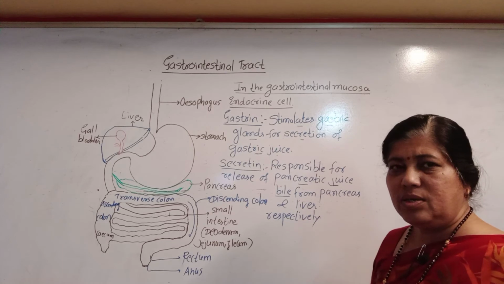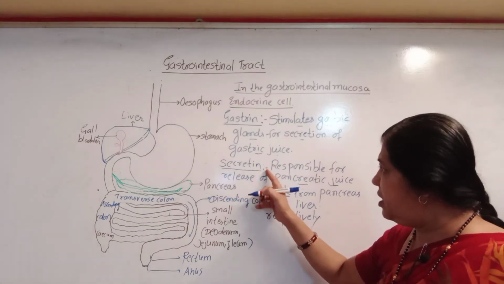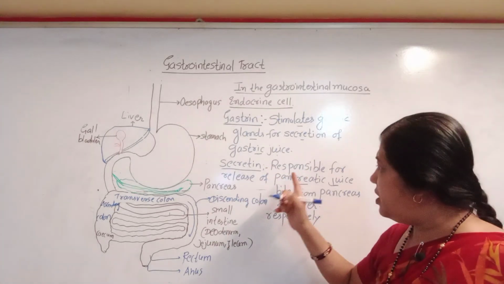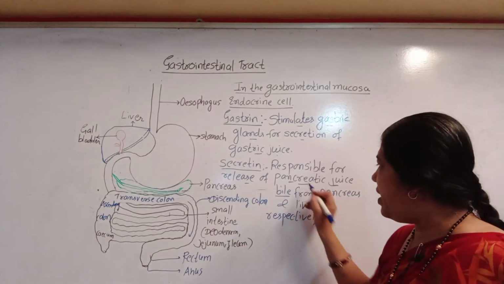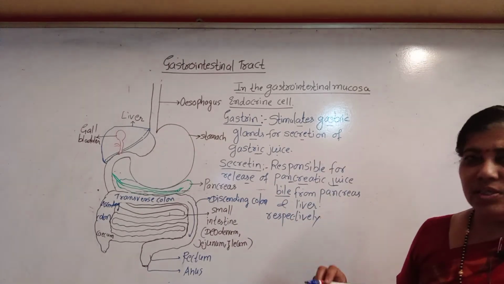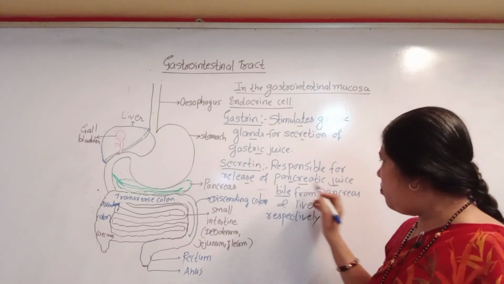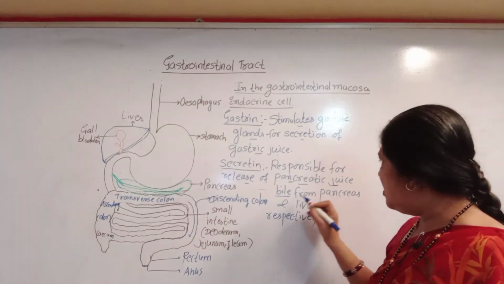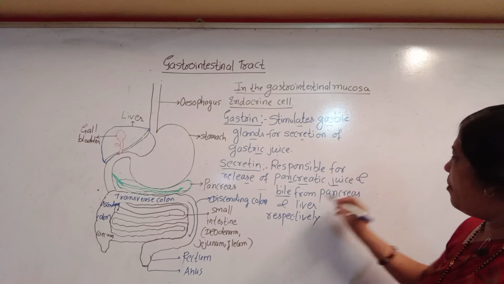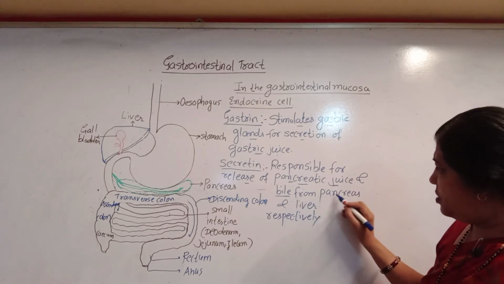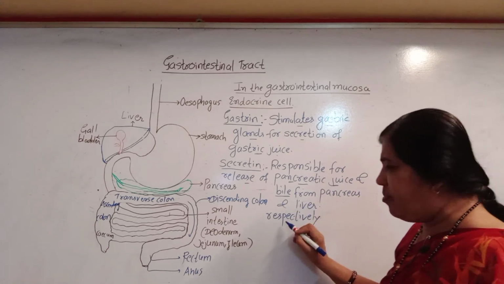Any difficulty? So what is the role of secretin? Secretin is responsible for release of pancreatic juice and bile. Pancreatic juice from pancreas and bile from liver.